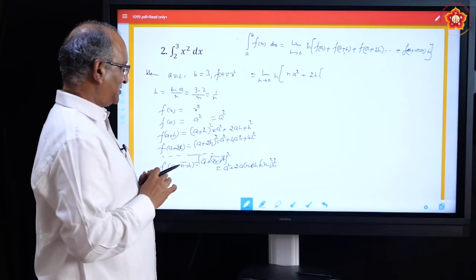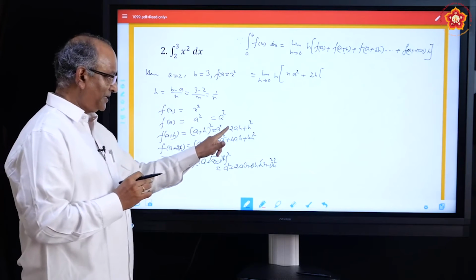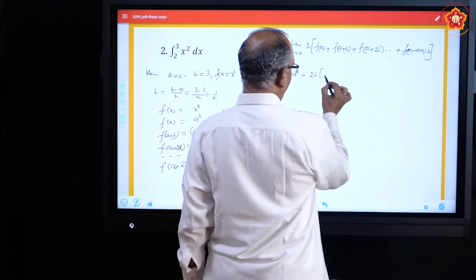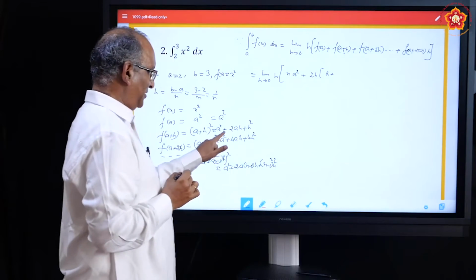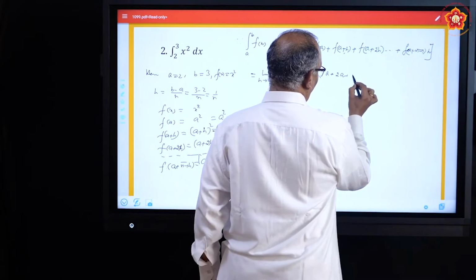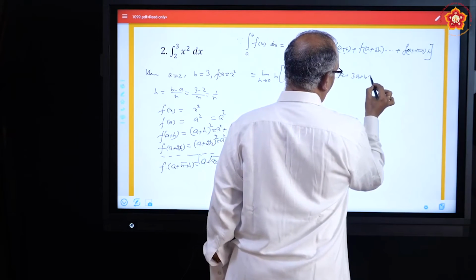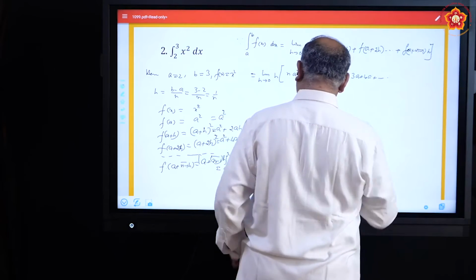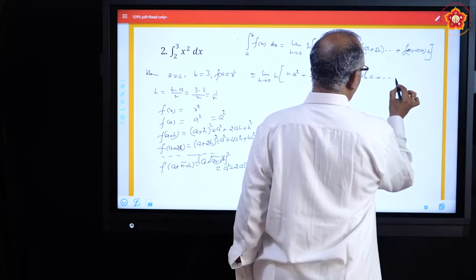If you take out 2h, what is left? Here there is no term, it only starts here. We have taken 2h common, so we are left with a plus. Remember 2h is taken out, so what is left? 2a. Then 3a. Then 4a. Plus dash dash dash.